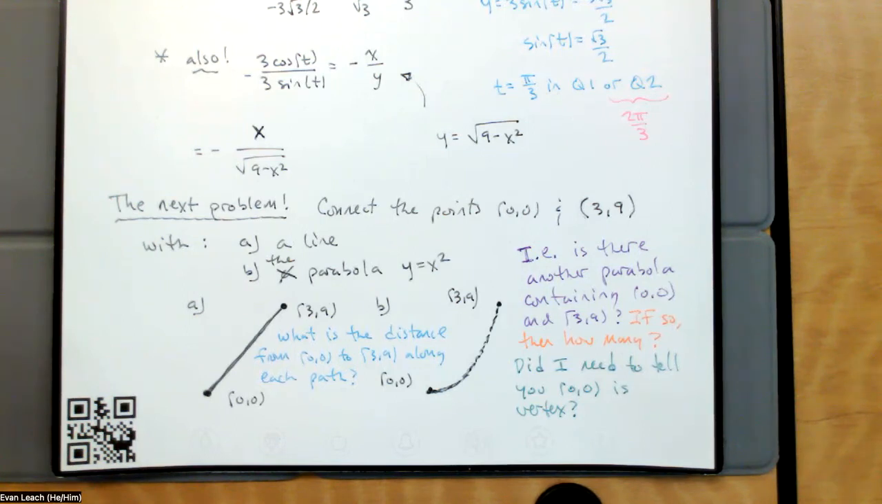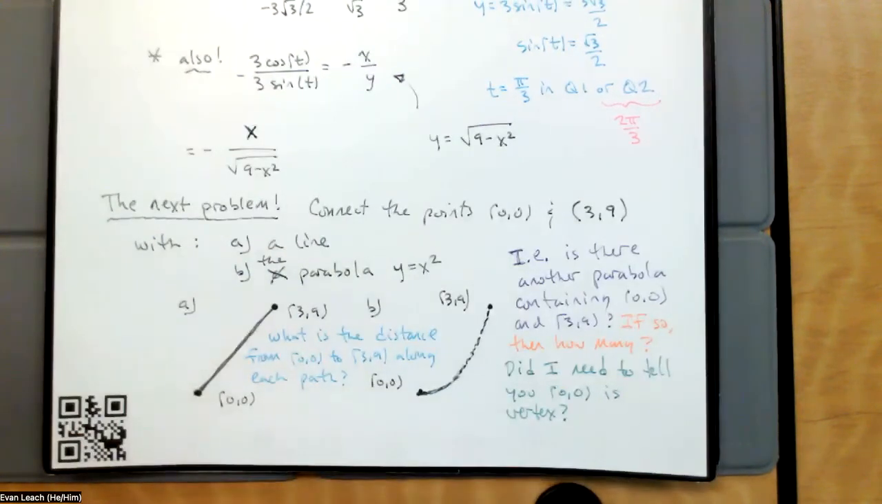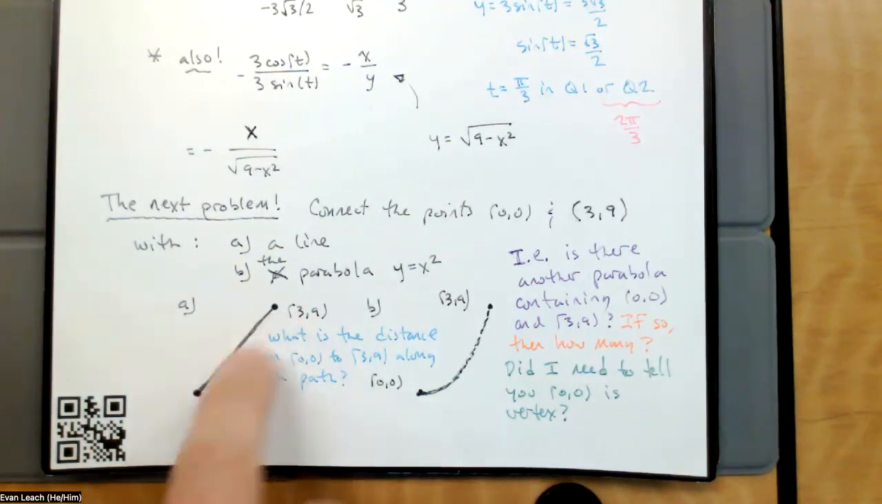So anyway, this is what I want you to think about. And this is what we're going to figure out tomorrow. So take some time, figure out how to find the distance from (0, 0) to (3, 9). Okay, the first one you have to know. If you're not sure how to find the distance, there's a formula for it. It might be called the distance formula, if I remember correctly. So that one you should know already.